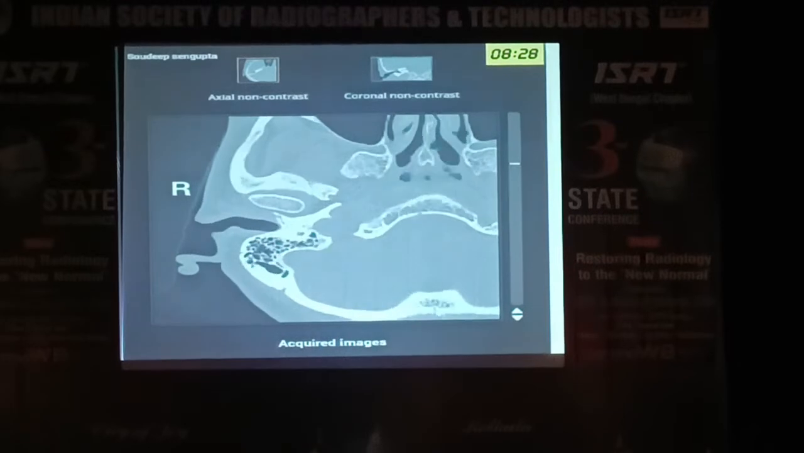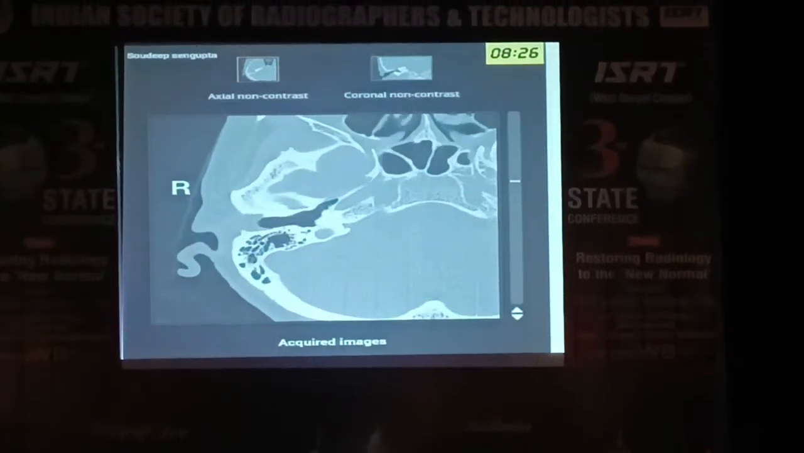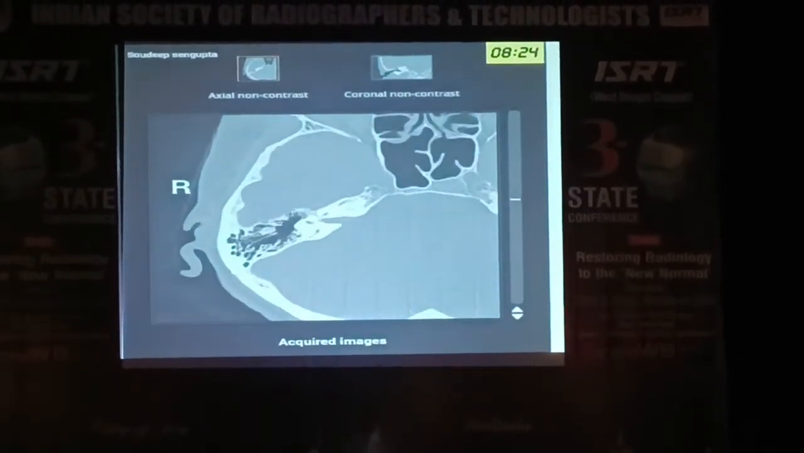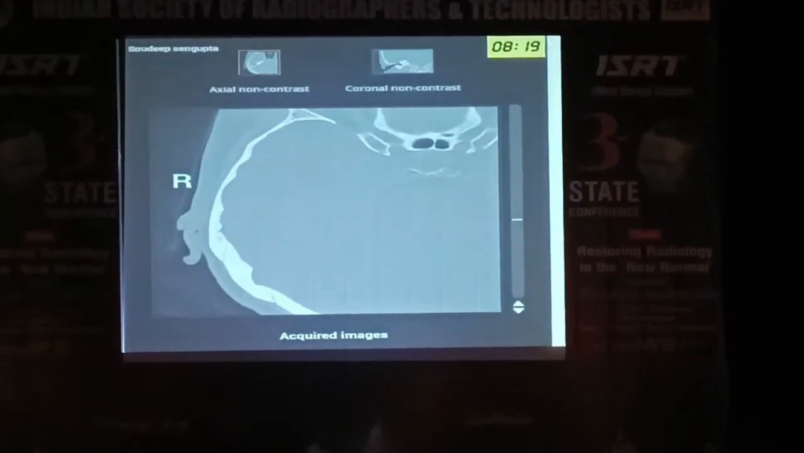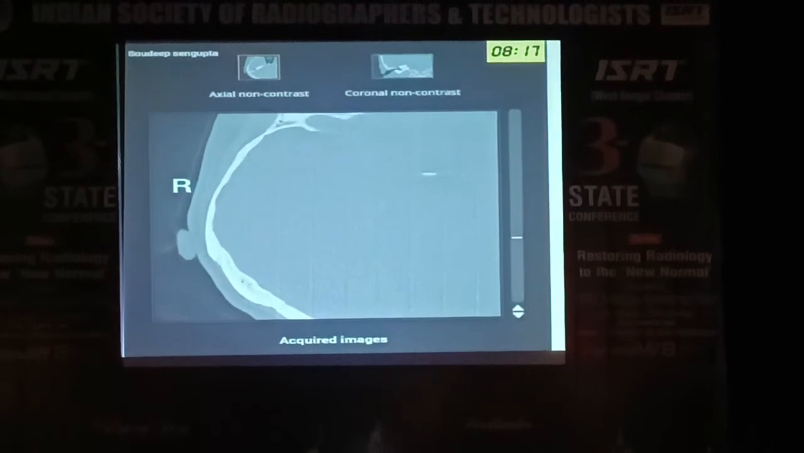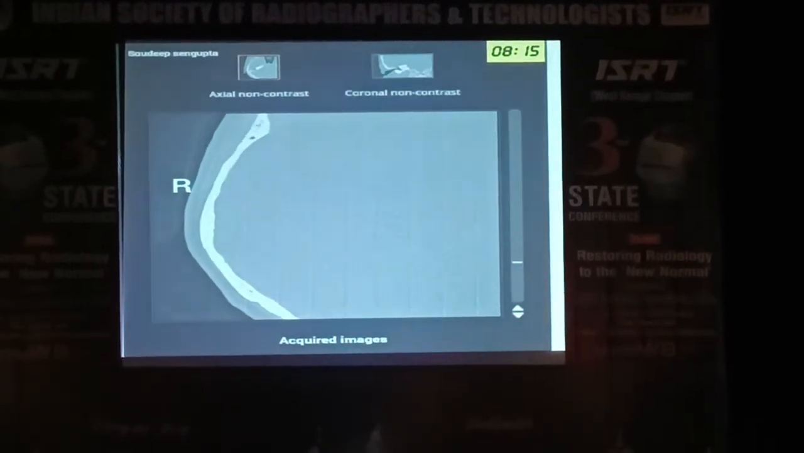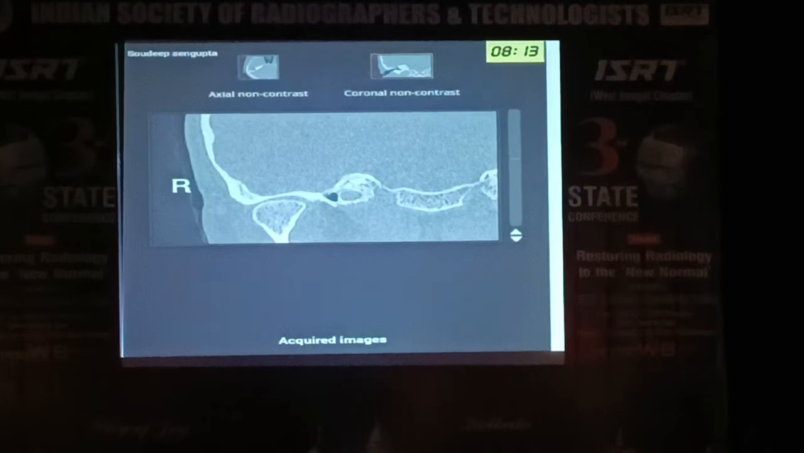This is the mastoid cell sinuses, the external auditory canal, the internal auditory canal, the malleus and incus with an ice cream cone shape appearance, and the tegmen tympani. So this is the normal case of a normal temporal bone, which we will compare with CSOM.